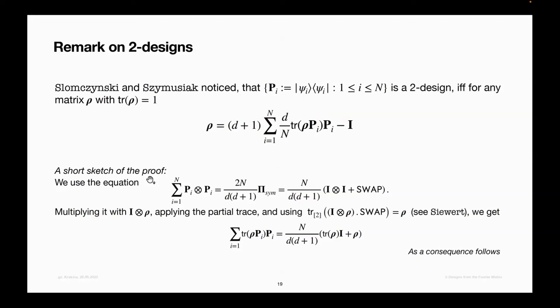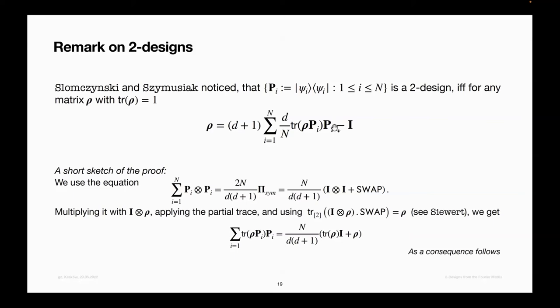It's actually very simple to prove this formula, because we use the definition of two designs we have used all the time, this definition down here, the tensor product definition, and write it out directly using the swap operator for the definition of the symmetric tensor. We can multiply this equation by the identity matrix tensor product with rho, being any kind of matrix, and apply the partial trace on the second term. And we can use this formula, which again Siebert has shown recently, a very nice formula, that the tensor product of the identity matrix with any matrix rho times a swap matrix is actually rho. And then if you do this, you get this result very quickly. It is actually a more general result because you have the trace of rho here, but if you assume trace rho is one, then you get this formula.